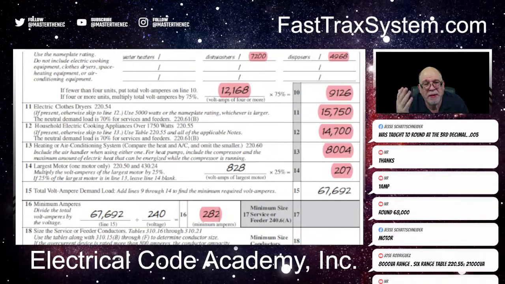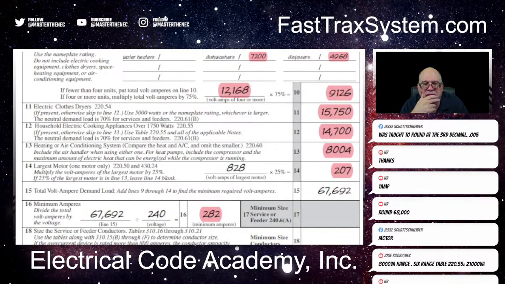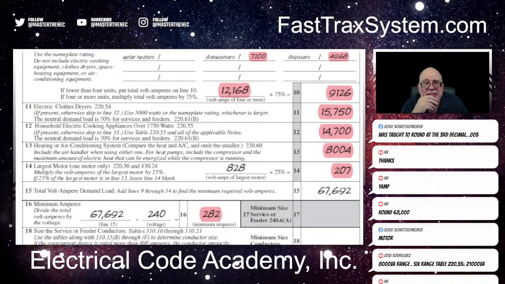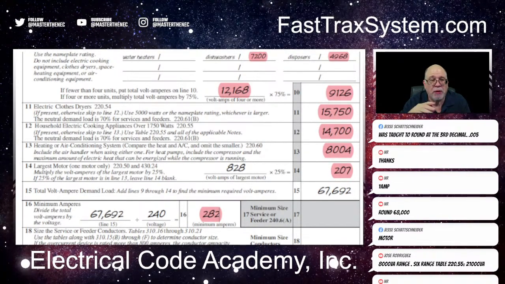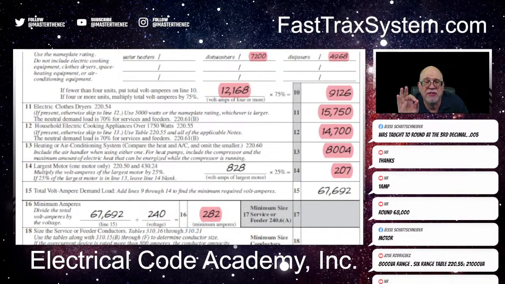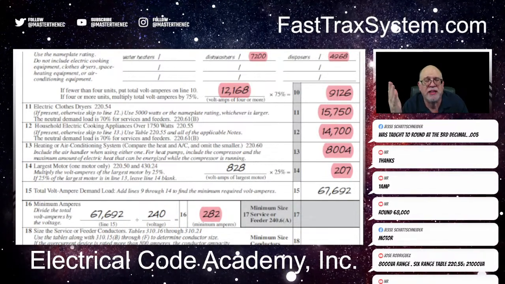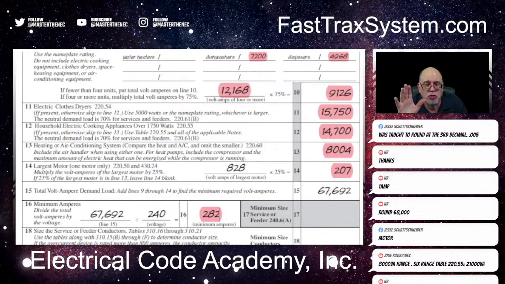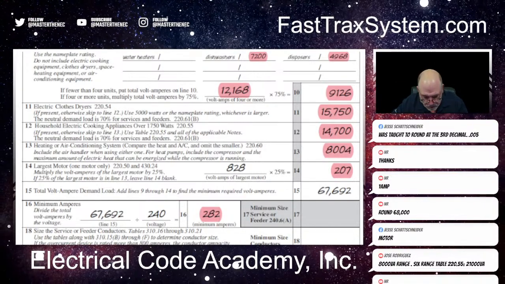Some people would round to the 3rd decimal. That works for me, okay? All right, so anyway, where was I? 282, 283 is not going to change our conductor size in this case, but let's stick with it. So we'll say 282. That's your neutral.